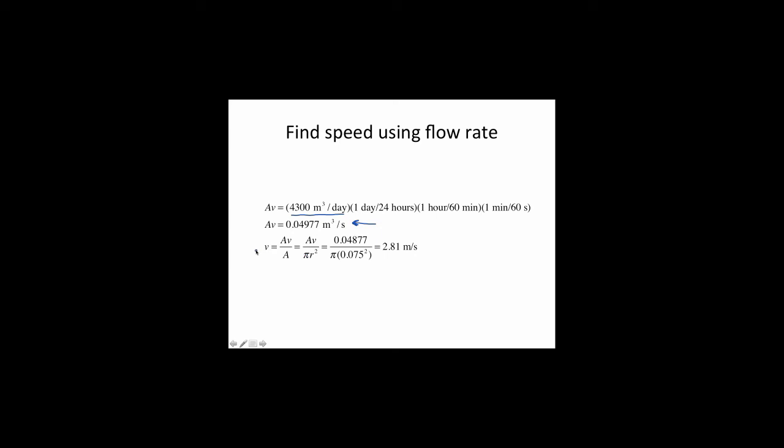Okay, so to find the velocity, I take the flow rate, which is area times velocity, divide by the area of the pipe, and we were given the diameter of the pipe from which we found the radius. So the area of the pipe is circular, and that equation is pi r squared. So I take what we just found for the flow rate in cubic meters per second, and I divide by the area in square meters. I find that the velocity is 2.81 meters per second.